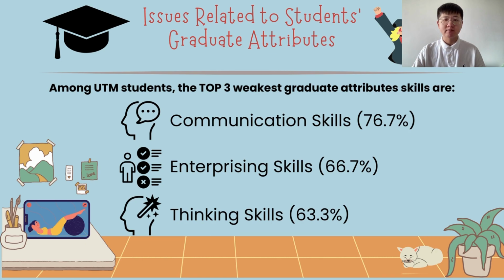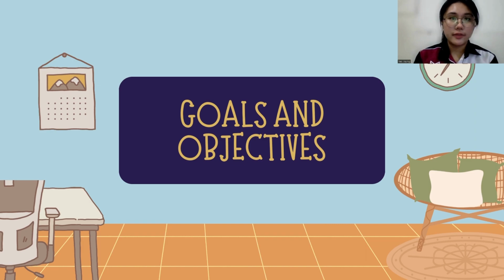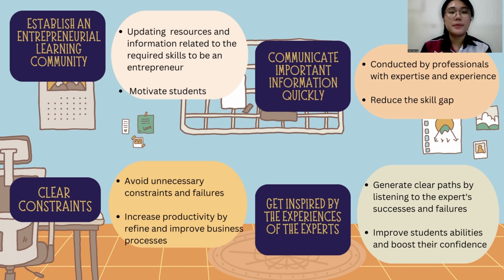Further, I'm going to talk about the goal and objective of these activities. First is to build a communities and learning culture. It will help to update things and expanding resources with additional updates and information related to the required skills to be a successful entrepreneur. And it also helps to getting exposed to different skill sets and know-how from experts can help students stay motivated. The second point is communicate important information quickly.